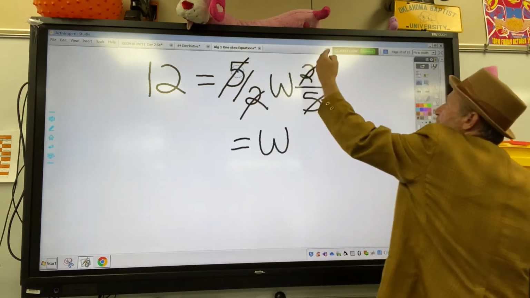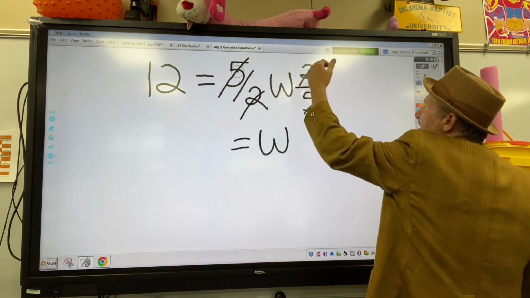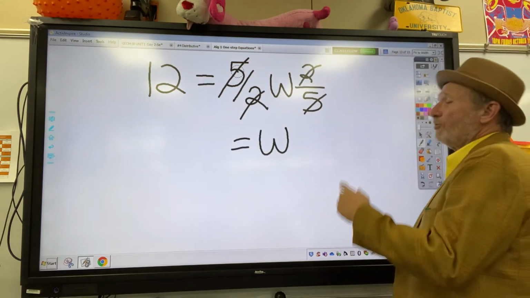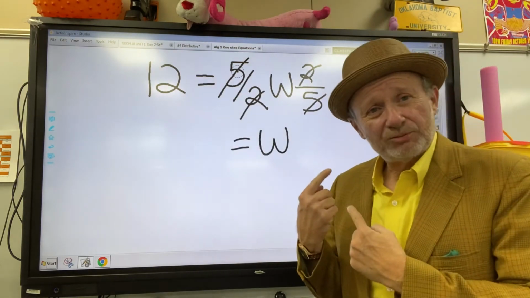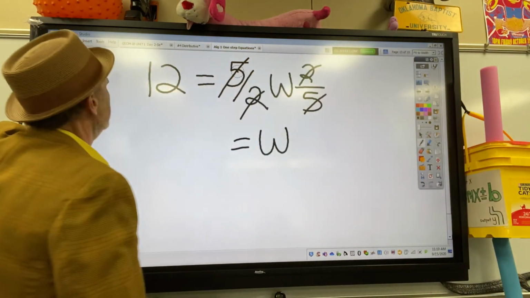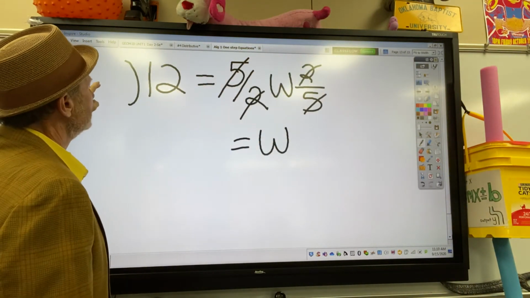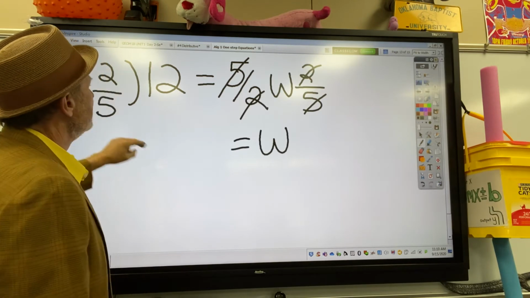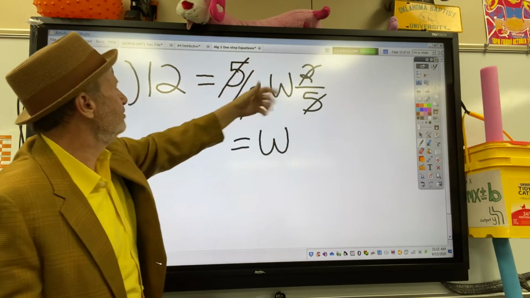Because 5 times 2 is 10, 2 times 5 is 10, 10 over 10 w is 1w. Now, remember, what you do on one side of the equal sign, you got to do on the other. So I'm going to come over here and multiply this by 2/5, because the reciprocal of 5/2 is 2/5.